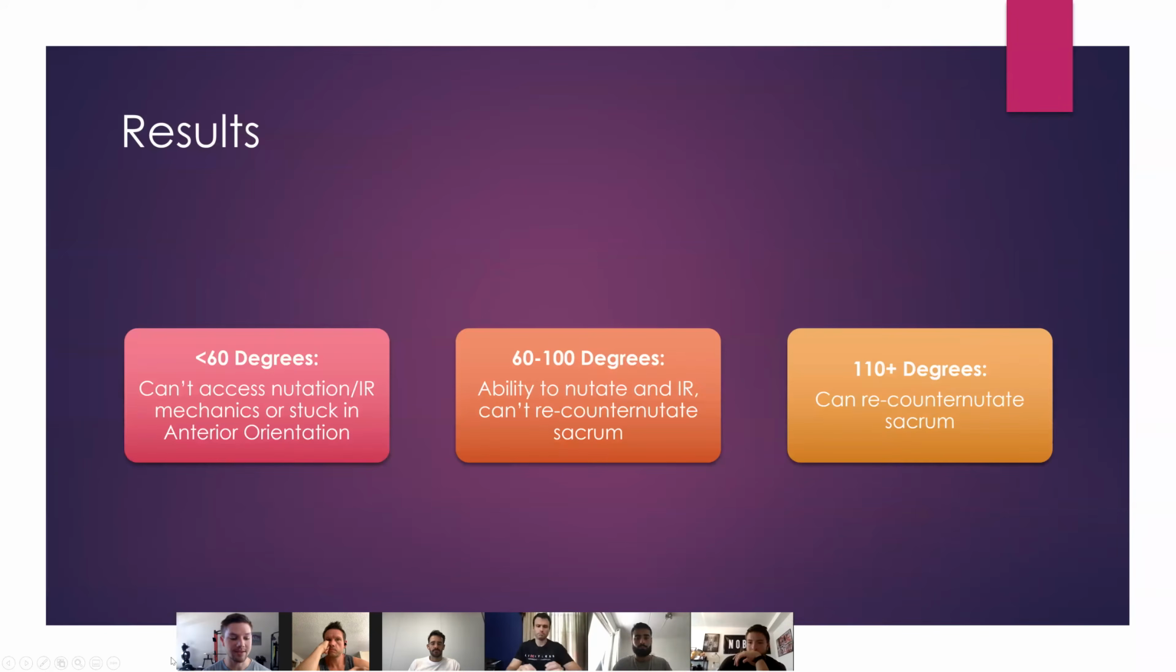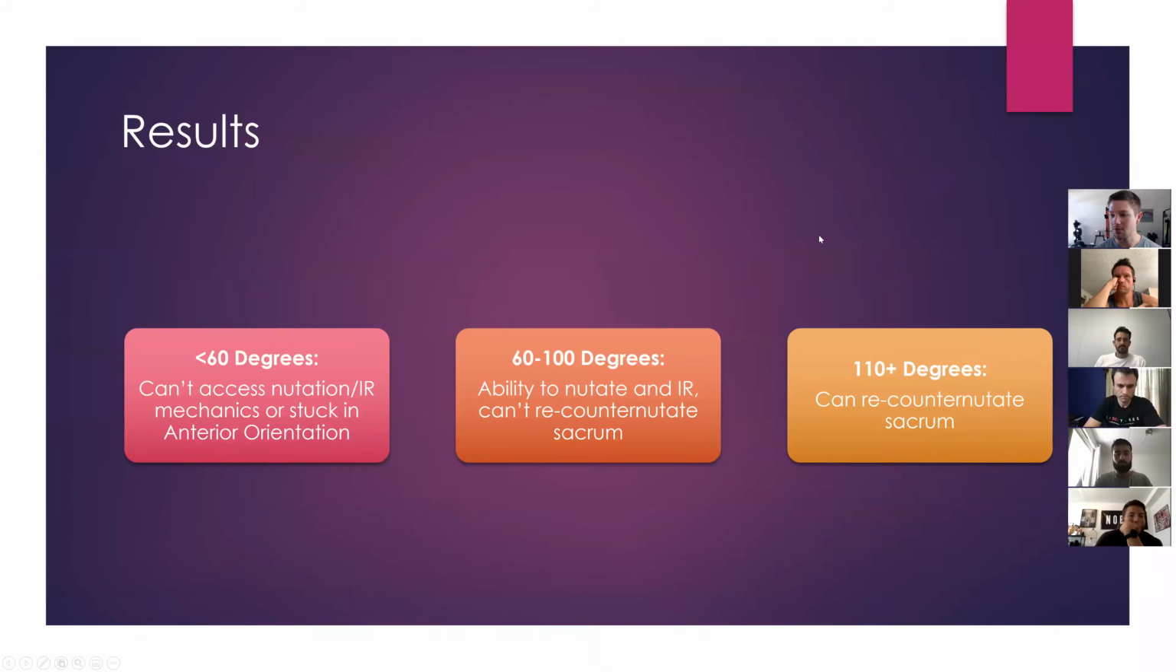If they can't even get to 60 degrees, which is extremely rare, you're only going to see this in people that have had a ton of surgeries, very, very limited people to begin with anyway, older geriatric clientele, then they're not even able to access internal rotation or nutation in the first place. If they get to 100 degrees, can't really go much deeper than that, then they're going to be stuck in that nutated position. They're probably a little bit extended in their pelvis and they can't recounter nutate their sacrum. But if they can get to 110 or more, then that's a good sign because that means they can probably access that recounter nutation and external rotation.